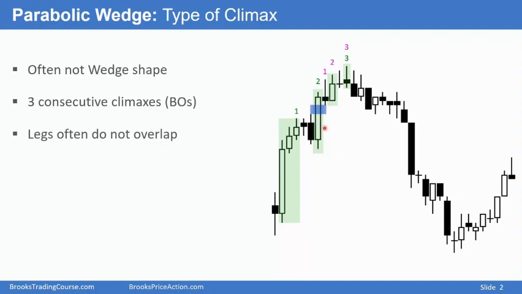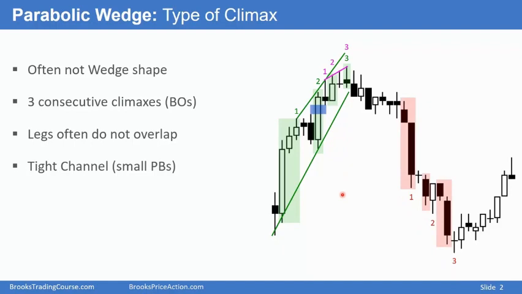There are often gaps. The legs don't overlap. Second push up, the pullback from the second leg did not overlap the top of the first leg. There's a gap. The channel is very tight. I'm drawing an approximate channel here, but it's a very tight channel. On the way down, the same thing. A first push down, a pause, a second push down, a pause, and then a third push down, so 3 pushes down. I would call this a parabolic wedge bottom, and we got a reversal from it.